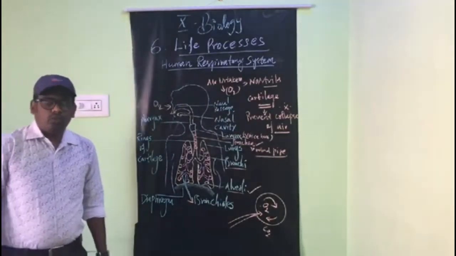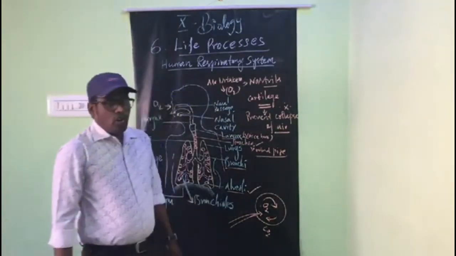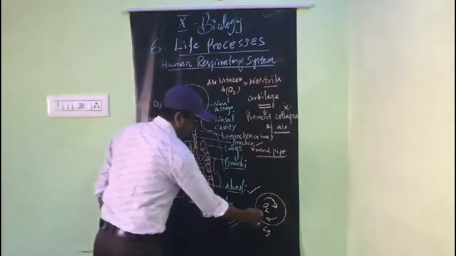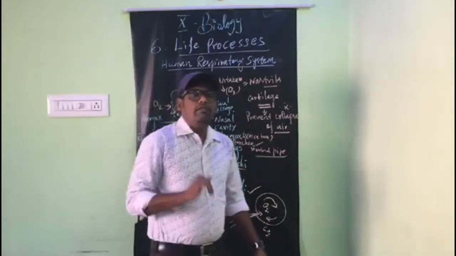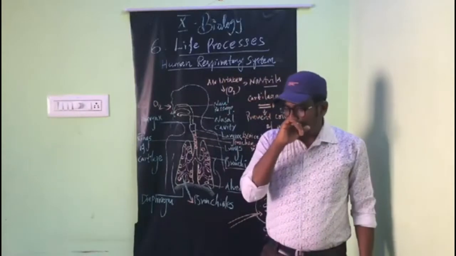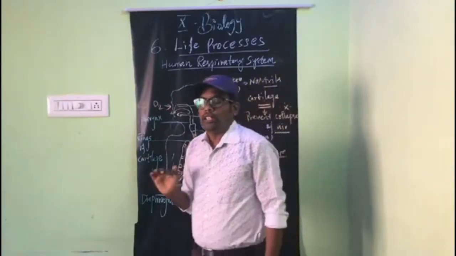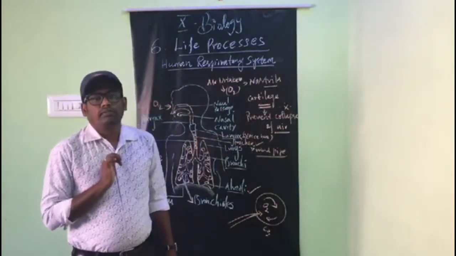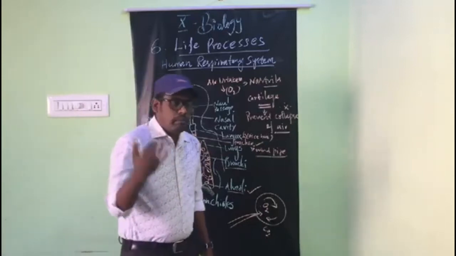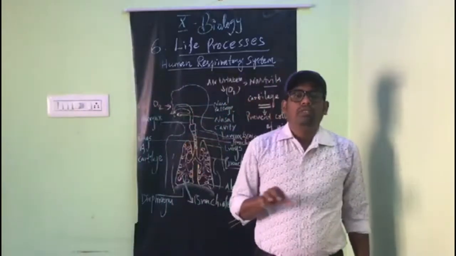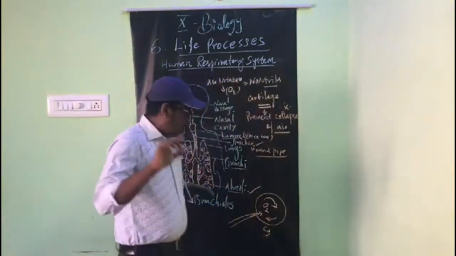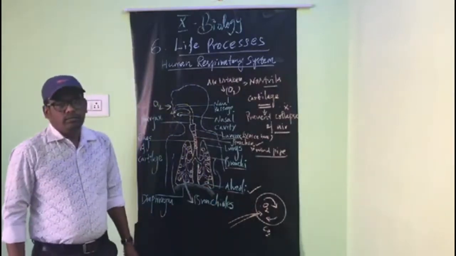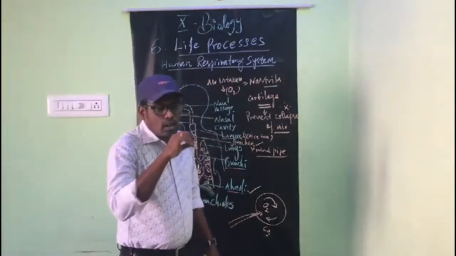Oxygen in and CO2 out. So the role of alveoli is gaseous exchange. In alveoli, there are many blood vessels, like in the small intestine we studied. In the small intestine there are finger-like projections called villi. The villi contain many blood vessels, and the blood absorbs the digested food. The same way, in the alveoli the gaseous exchange will occur. The alveoli contain a lot of blood vessels.